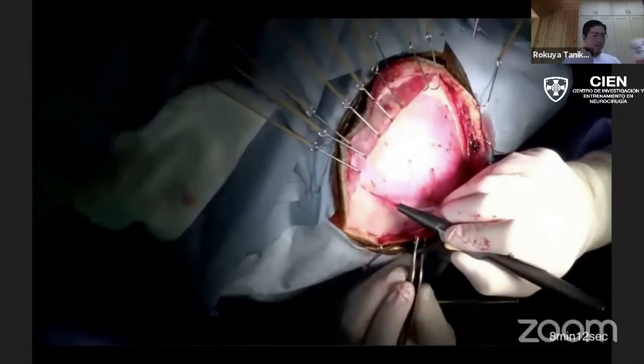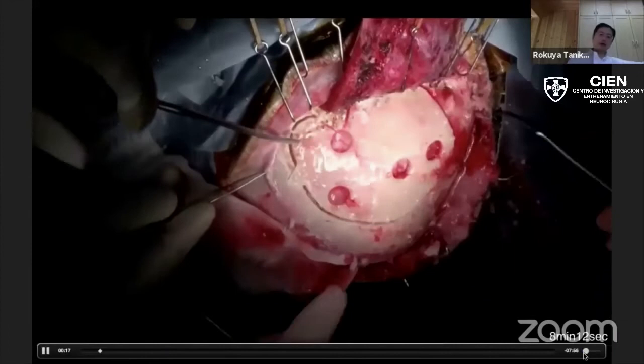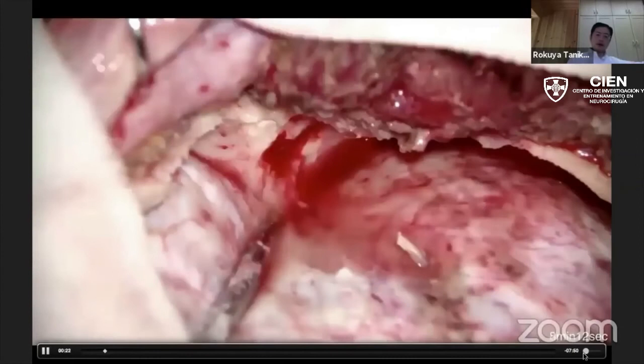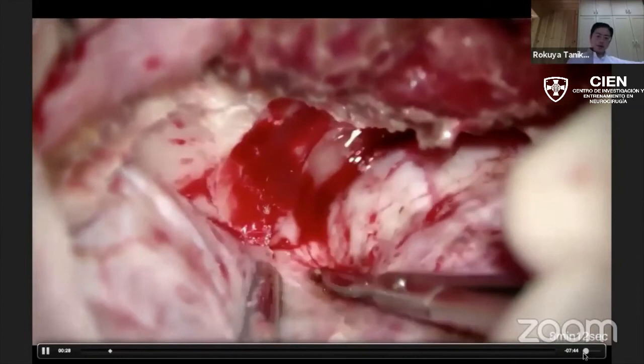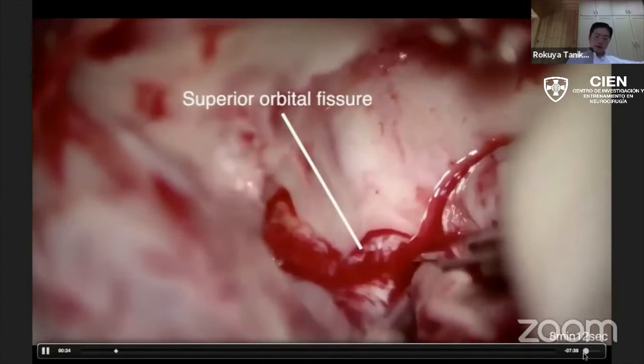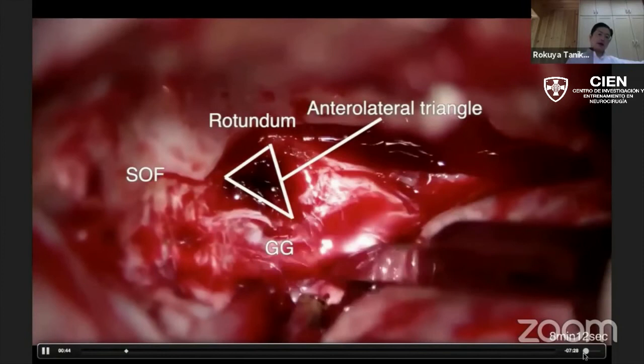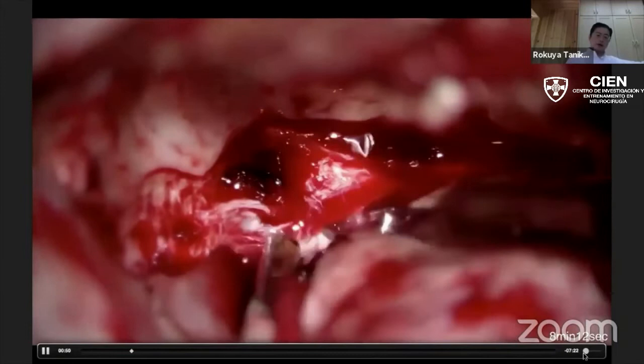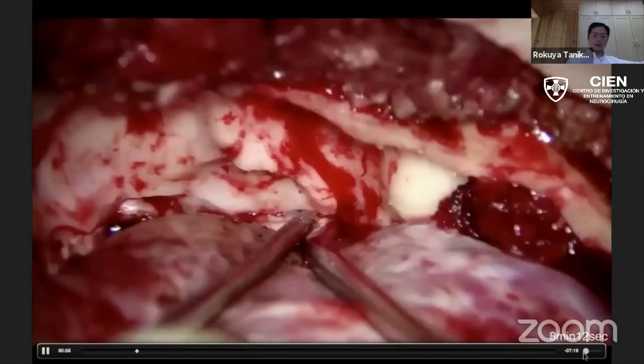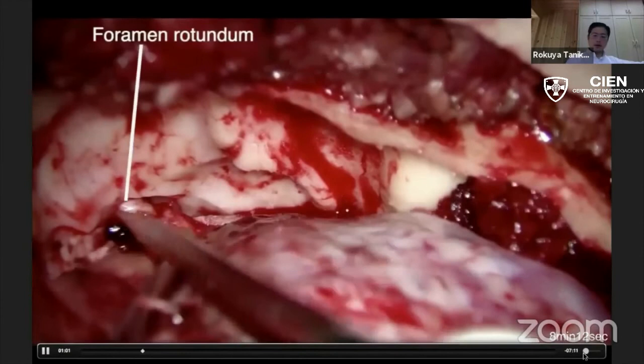This is a life-size deep frontotemporal craniotomy. After the craniotomy, the skeletonization of the sphenoid ridge, and I am exposing the meningoorbital band and incising it. Here is the foramen rotundum, and the dura propria on the foramen rotundum is incised. The anterolateral triangle has bleeding, controlled with Surgicel. And that bleeding point is the foramen spinosum, where the middle meningeal artery is coming.